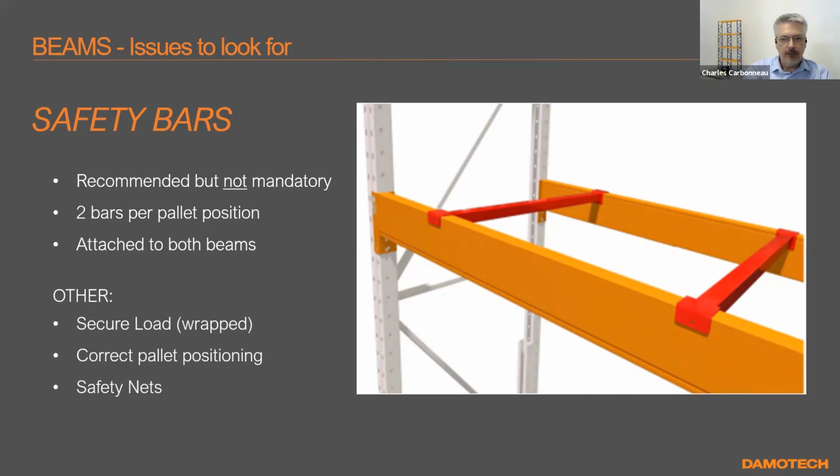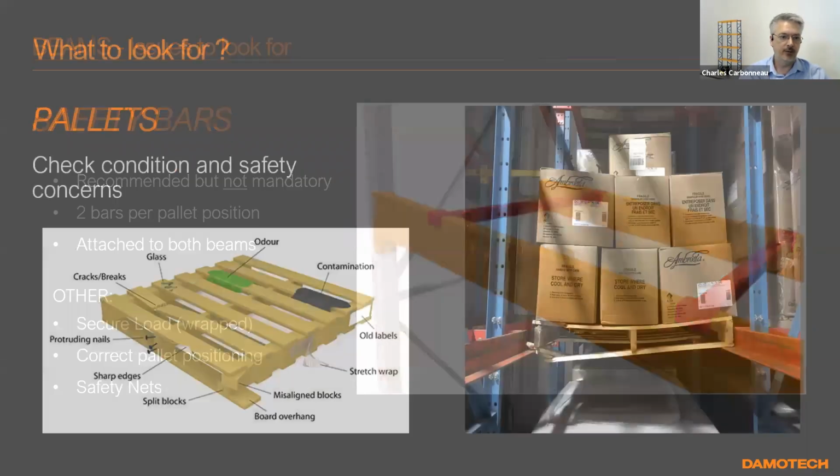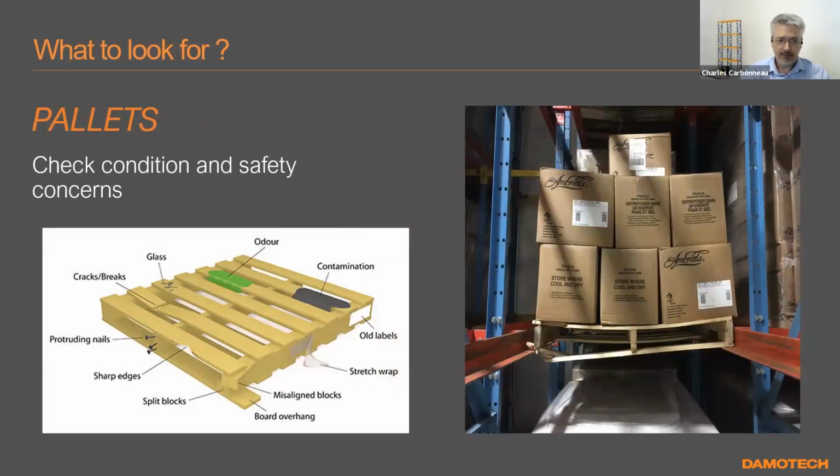Other than that, make sure that the pallets are wrapped so that boxes don't fall off of them, and that you have correct pallet positioning, so the pallets don't fall through. They're not twisted on the beams, and provide safety nets. If there are pedestrians on the other side, provide something that protects them from the products or the entire pallets falling through and down on them. As for pallets, I won't touch too much. If it's dirty, if there are nails sticking out.